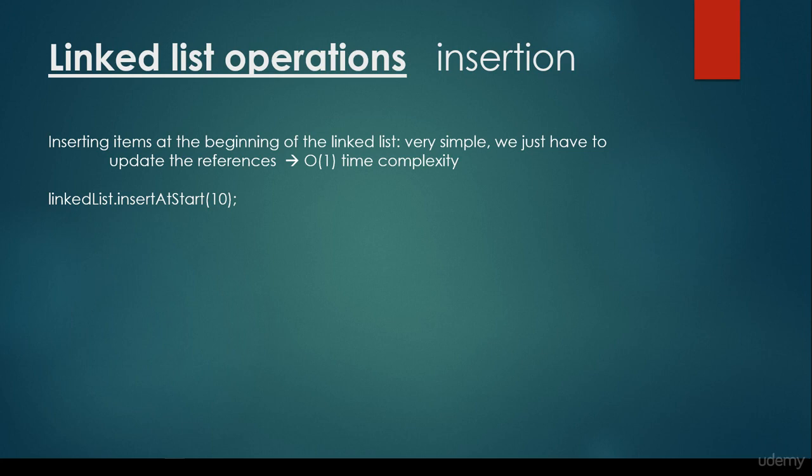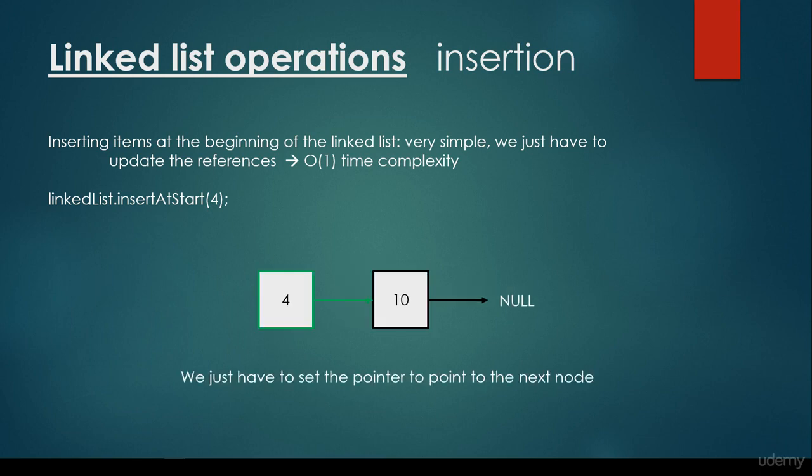So for example, we have the linked list and we would like to insert at the start the item 10. Of course, this is the first item, so we are going to insert it, and it's going to point to a null. Okay, then we would like to insert 4. Of course, we just have to insert the 4 and set the pointer point to the next node, which is the 10 in this case.